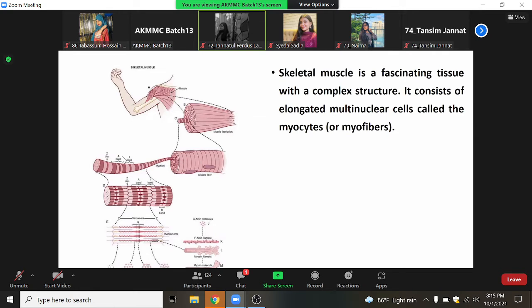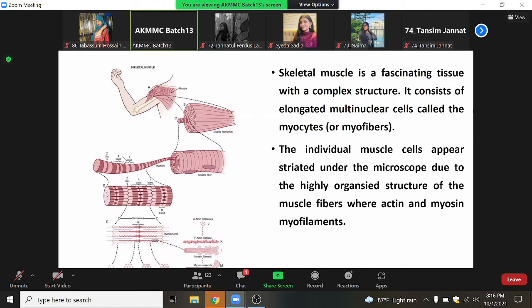The skeletal muscle is a fascinating tissue with a complex structure. It consists of elongated multinuclear cells called myocytes. So the cell of muscle fiber is called muscle myofiber or myocyte, and this is a multinuclear cell.